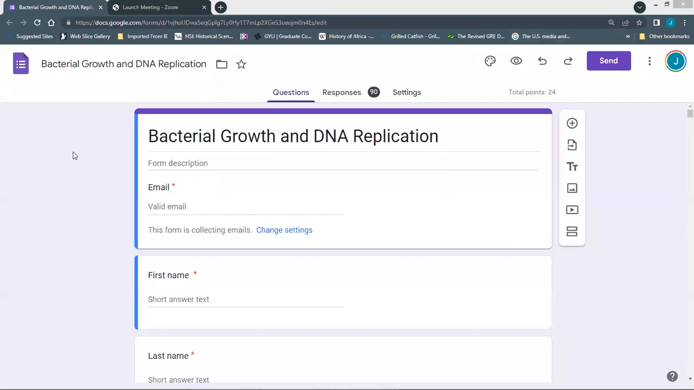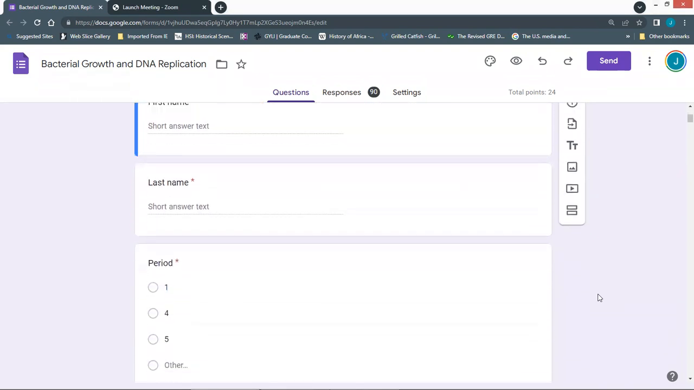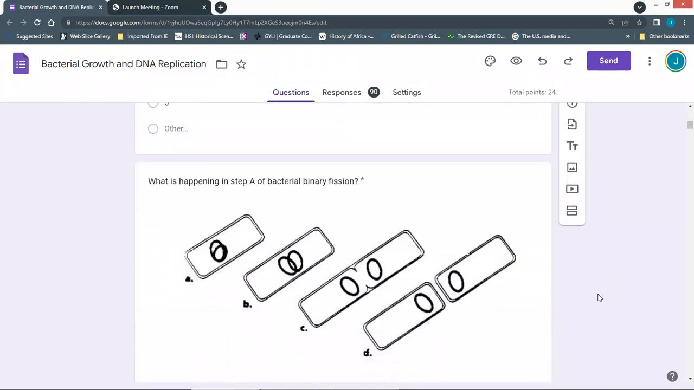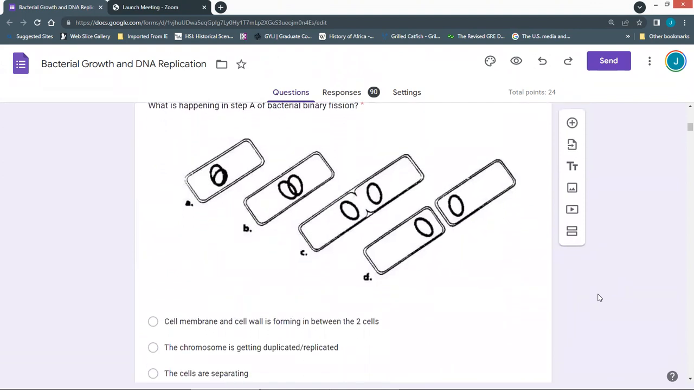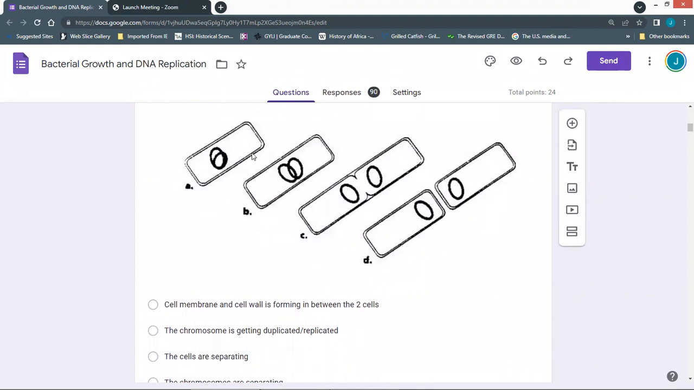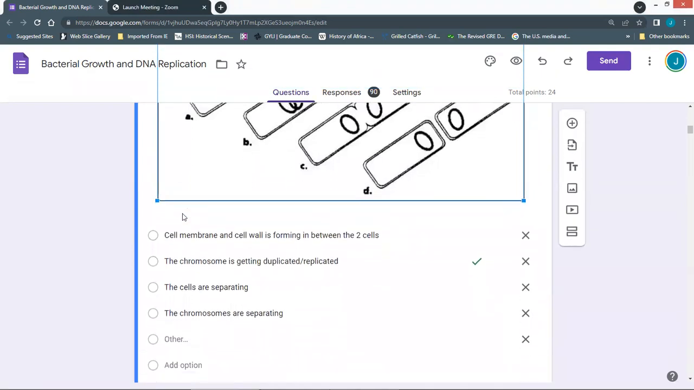All right, students, a kid asked me to go ahead and make a video explaining stuff in this quiz we took. So let's do that. Let's go through it. Okay, so in this question, it said, what's happening in step A of bacterial binary fission? Here we see a bacteria in step A going to step D, where it's two bacteria. Which of the following goes to step A?